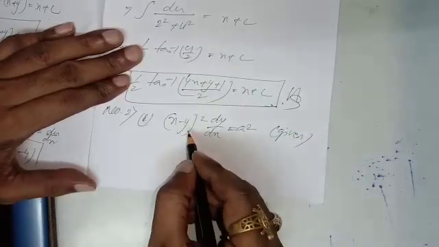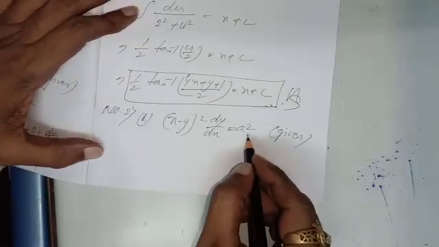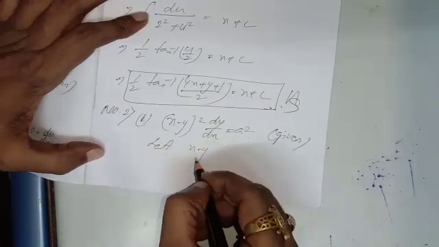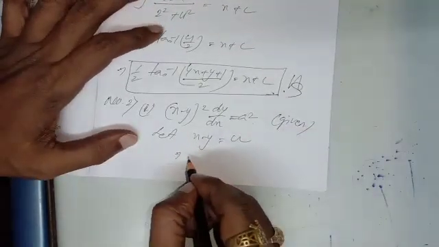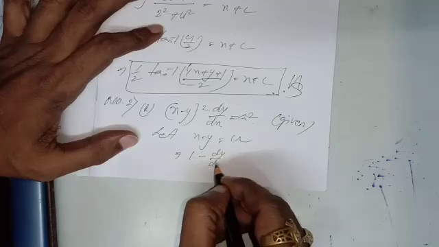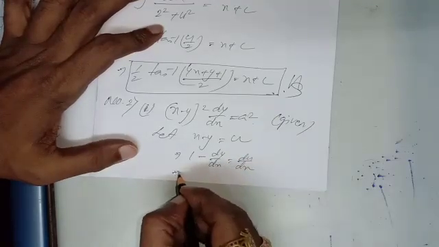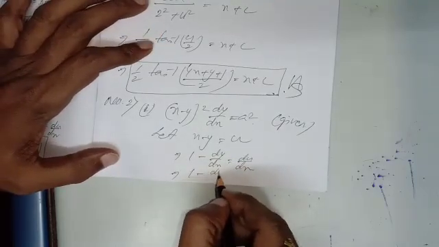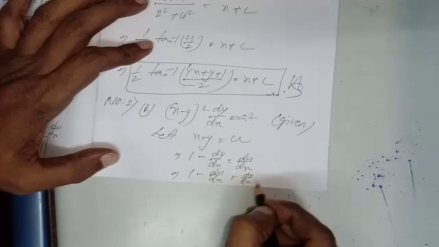(x minus y) whole square into dy by dx is equal to a square. This is the question given. Let x minus y is equal to u. Differentiating both sides, this will be 1 minus dy by dx is equal to du by dx. From here you can easily find dy by dx, it will be 1 minus du by dx is equal to dy by dx.